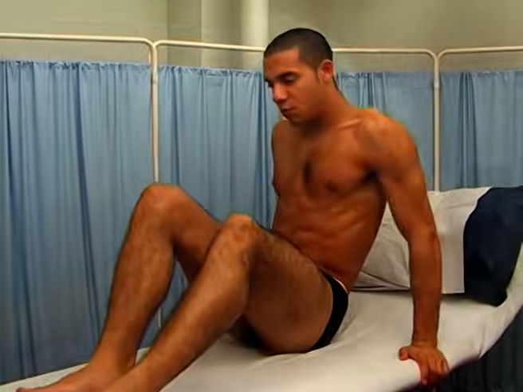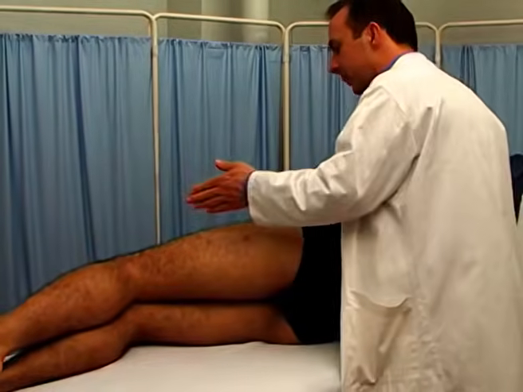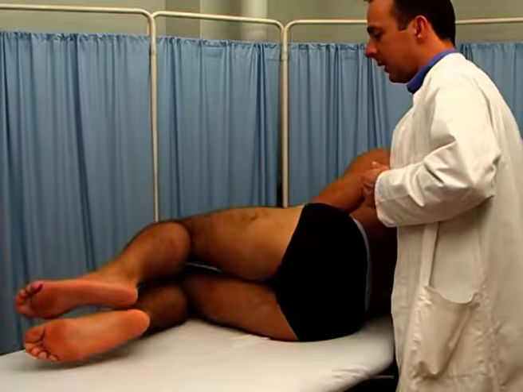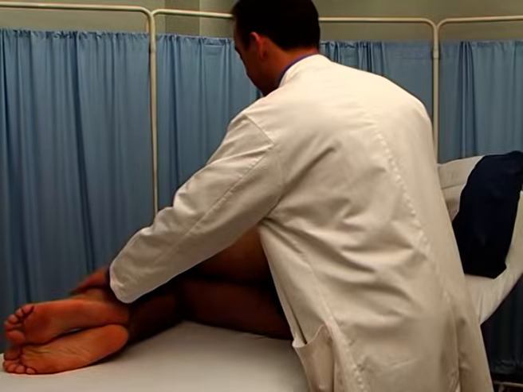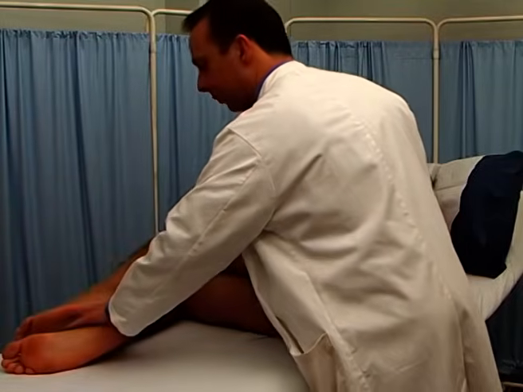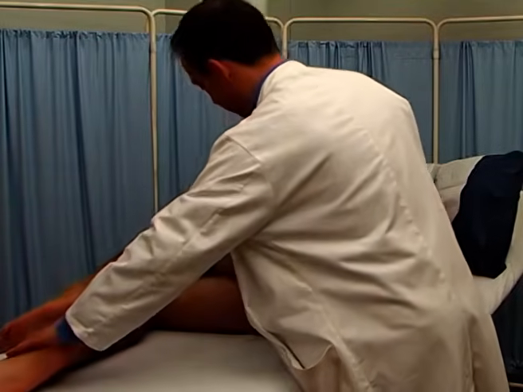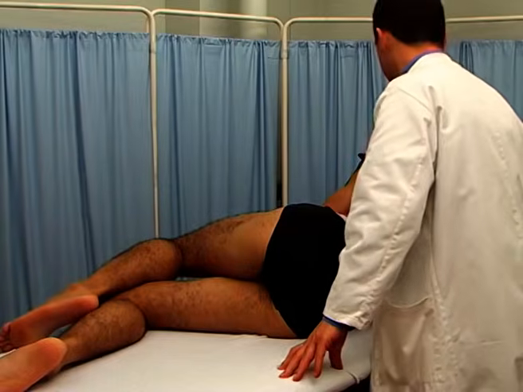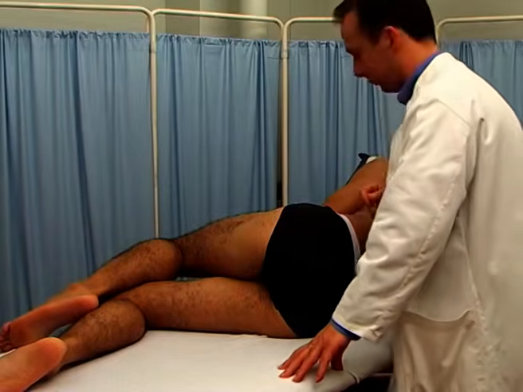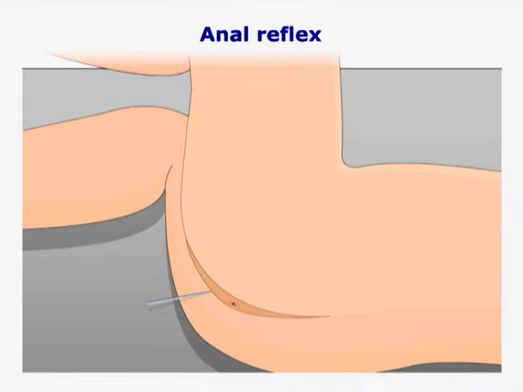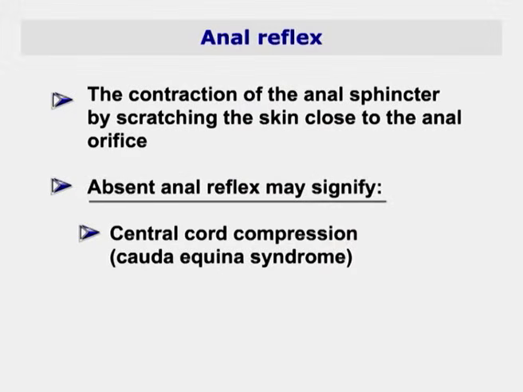For the anal reflex, place the patient in the Sims position and expose the anal area. Using an orange stick, place a gentle scratch near the anal orifice, thus stimulating a contraction in the external sphincter. This area is innervated by the lowest sacral segments, that is from S4 and S5. Central core compression or cauda equina syndrome will cause an absent anal reflex.